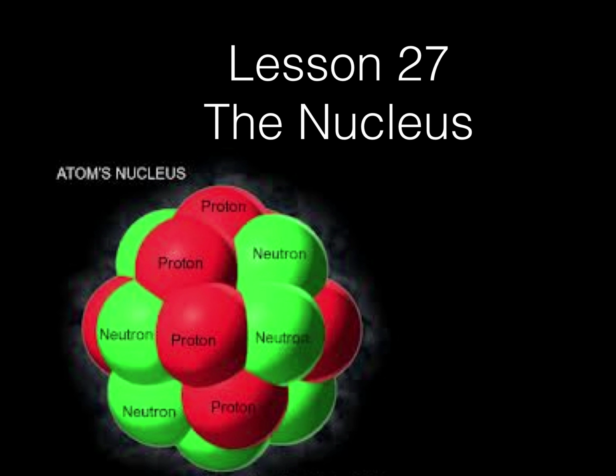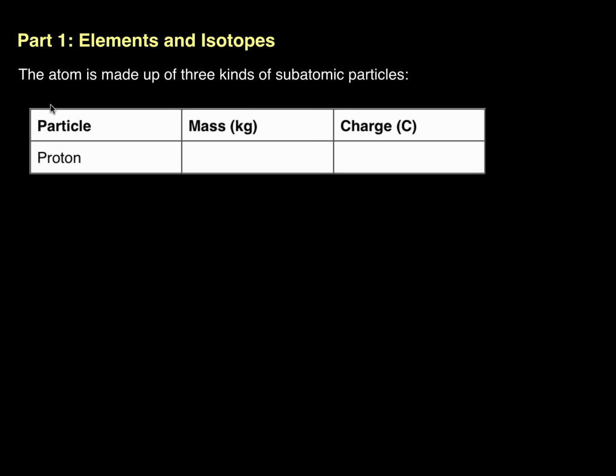Lesson 27, the nucleus. Part 1, elements and isotopes. The atom is made up of three kinds of subatomic particles. The proton has a mass of 1.6726 times 10 to the negative 27 kilograms. And it has a charge of positive 1.6 times 10 to the minus 19 coulombs.